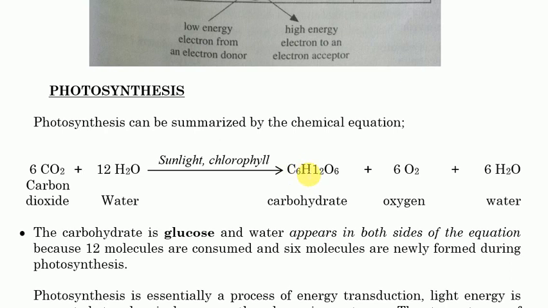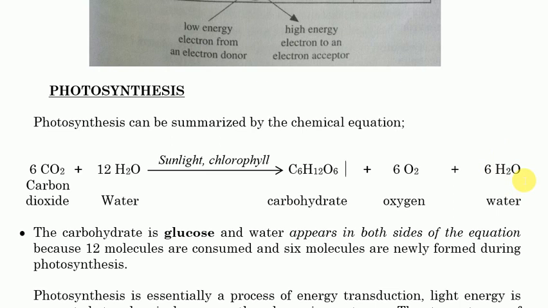All of these 6 carbons in the carbohydrate molecule are coming from the carbon dioxide, and then we have 12 hydrogen here. We have 12 hydrogen, and then you have 6 oxygen, and from there, this is carbohydrate. From there we have 6 oxygen molecules and 6 molecules of water.